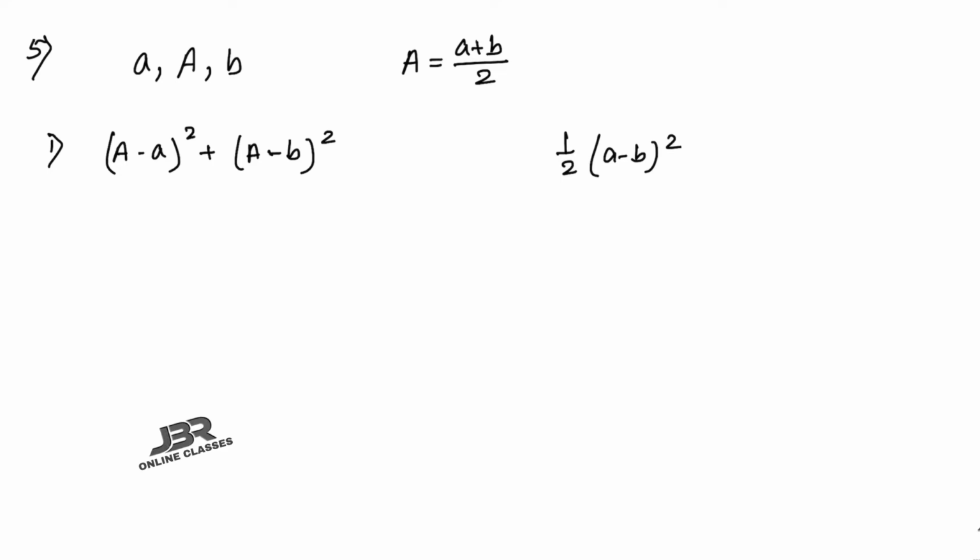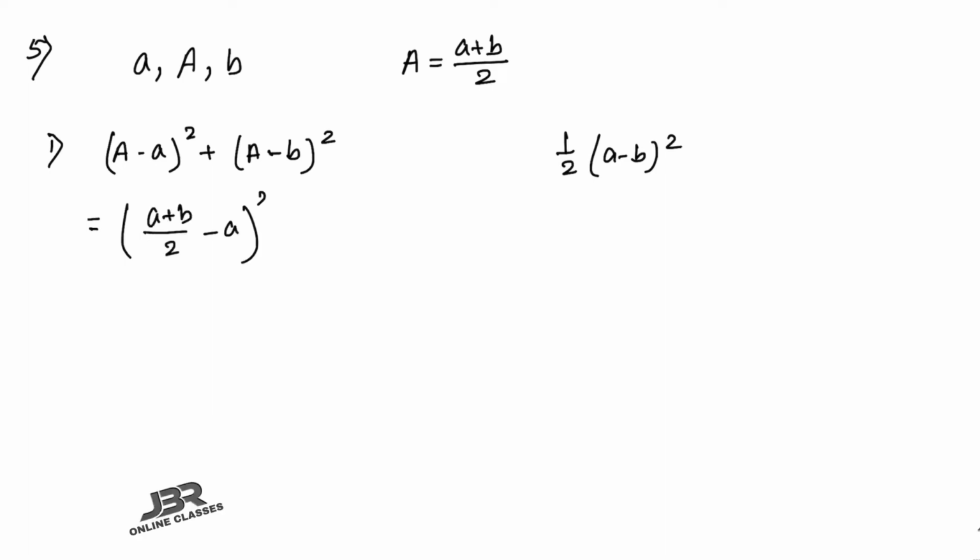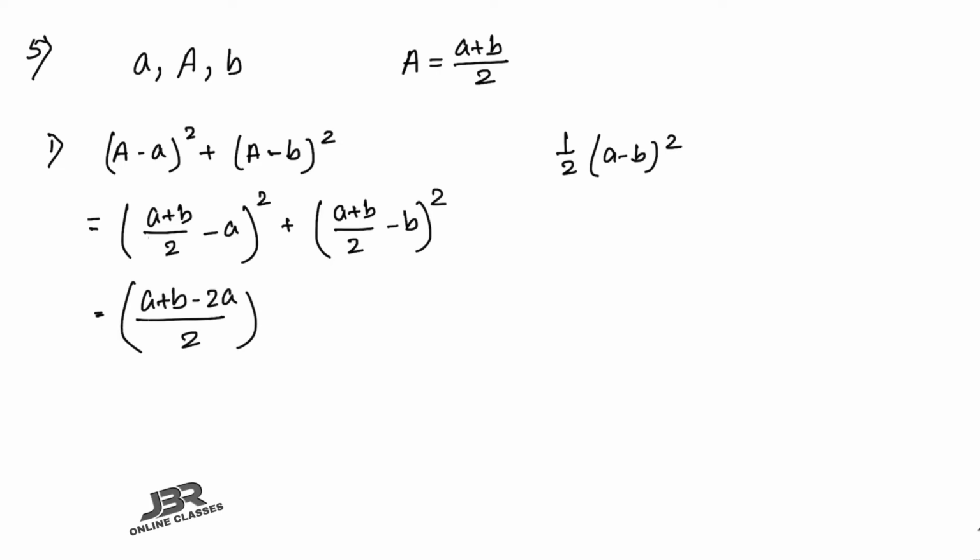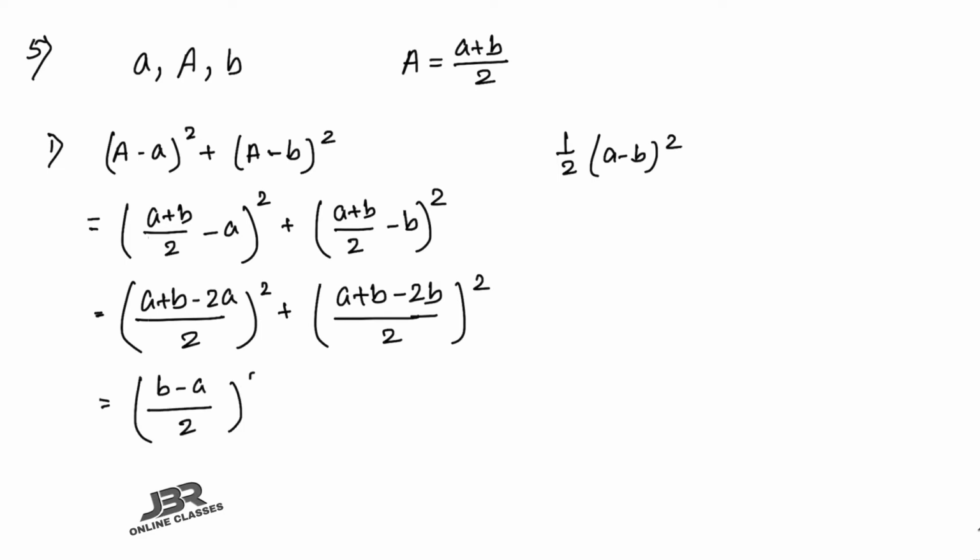So just put down the value of A first. The value of A is (a plus b) by 2 minus a, then whole square. Here also (a plus b) by 2 minus b, then whole square. So (a plus b minus 2a) by 2 whole square, and (a plus b minus 2b) by 2 whole square. So that one equal to (b minus a) by 2 whole square, and (a minus b) by 2 whole square. Clear?